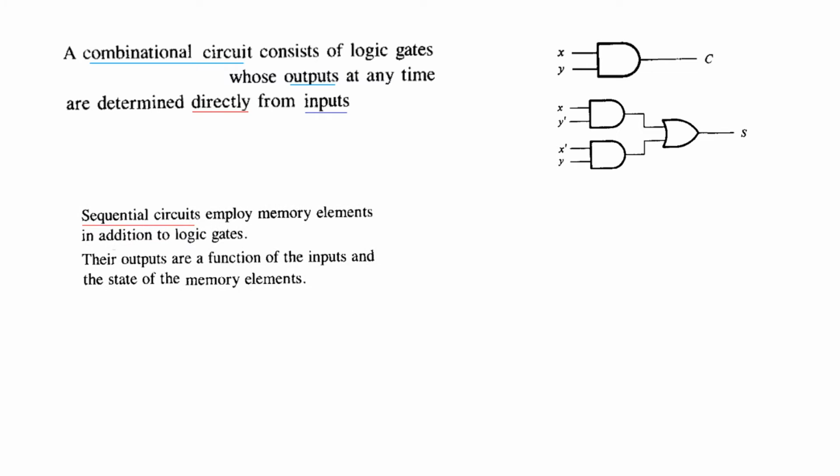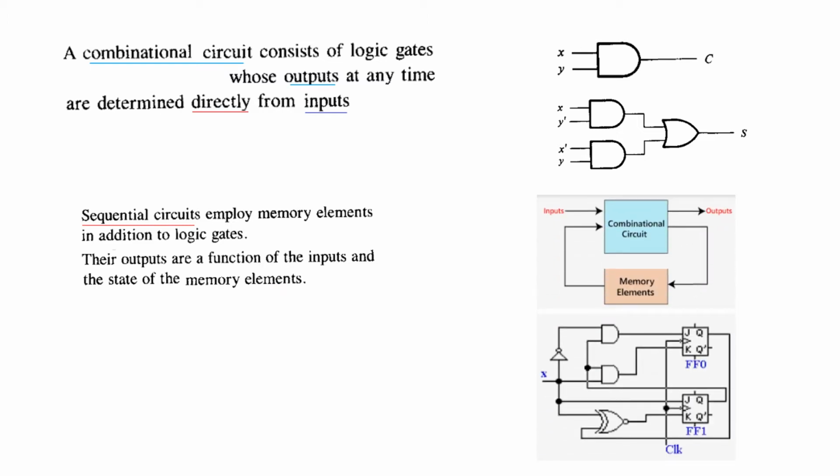In contrast, there is another circuit called a sequential circuit. Now, a sequential circuit employs memory elements in addition to logic gates, and the outputs are a function of the input and the state of the memory element. So it is not only dependent on the input. For example, if this is the input, the output is not directly dependent on the input, rather it also depends on the memory element, whatever is stored in here, so that is added with the input and then we get the output.